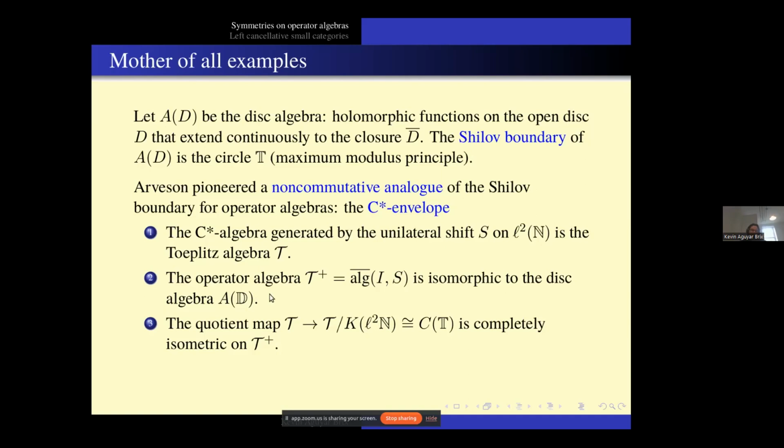And then the analog of asking for the smallest boundary is asking for a quotient, the largest quotient I can find that contains an isomorphic copy of this algebra. So in this case, I take my Toeplitz algebra and I mod out by the compacts.